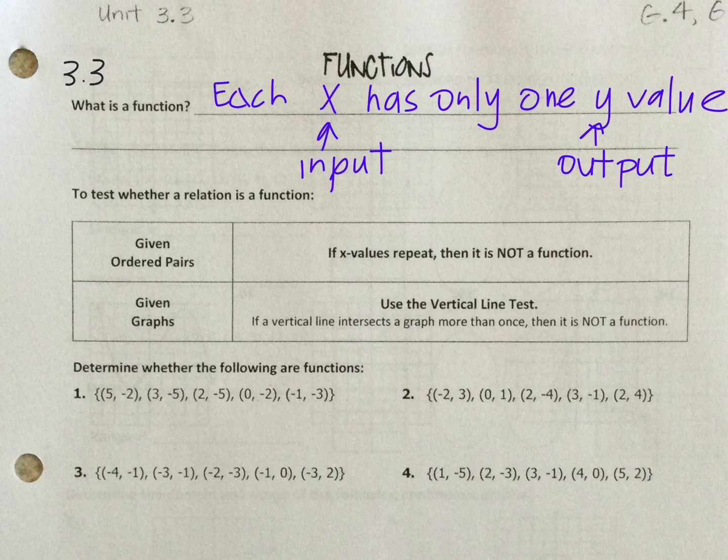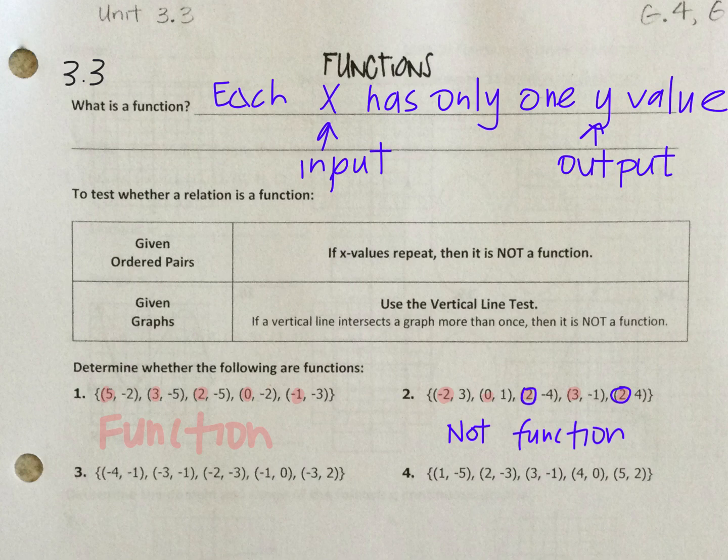So in number 1, my x is 5, 3, 2, 0, -1. None of those numbers repeat, so this is a function. Let's look at number 2. The x, we don't care about the y's. Even if they were all the same, it wouldn't matter. -2, 0, 2, 3, 2. Well, this is not a function because we have a repeating 2 right there. So that makes it not a function.